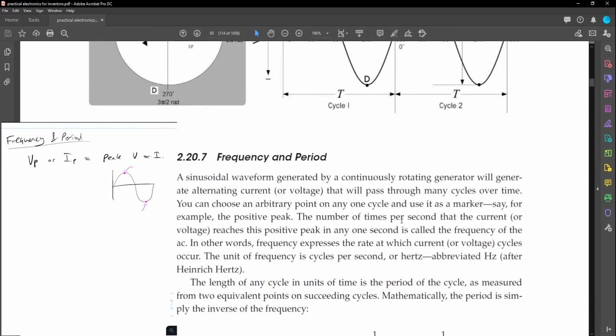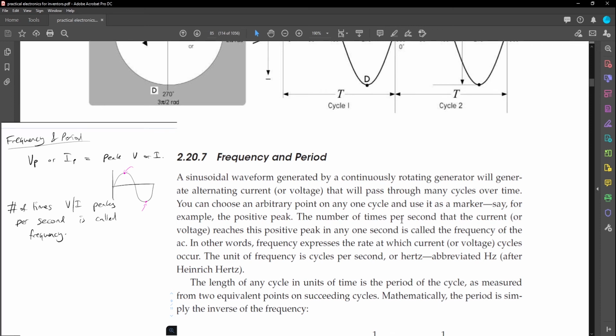So the number of times per second that the current peaks in any 1 second is called the frequency. Okay, so number of times voltage or current peaks per second is called frequency. That's a nice way of putting it.